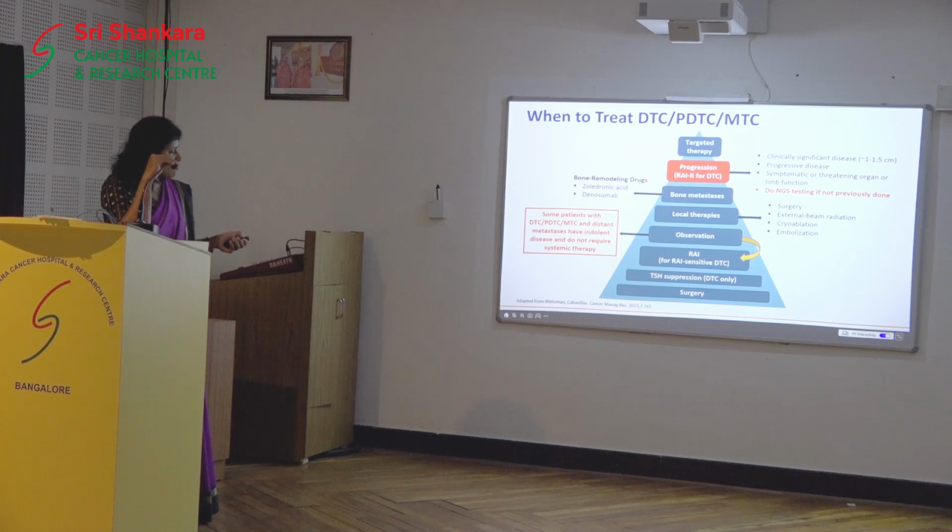In bone metastasis, to reduce the skeletal related events, we can talk about bone modifying or remodeling drugs like zoledronate or denosumab. And in this kind of setting where it is radioiodine refractory or it is clinically significant progressive disease with symptomatic or threatening organ function, that is when the role of tyrosine kinase inhibitors comes. In that we have to do NGS testing. We can either do it on the initial biopsy block or, ideally in a recurrent case, if the recurrent disease is amenable for rebiopsy, it is always best to have a repeat tissue biopsy to look for molecular evolution and then plan the targeted therapy accordingly.